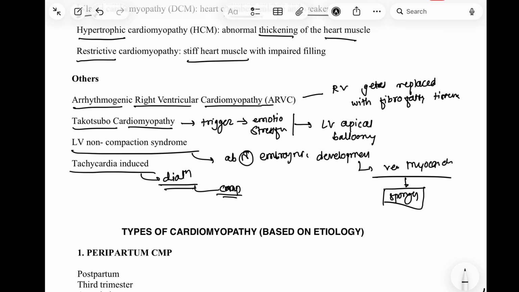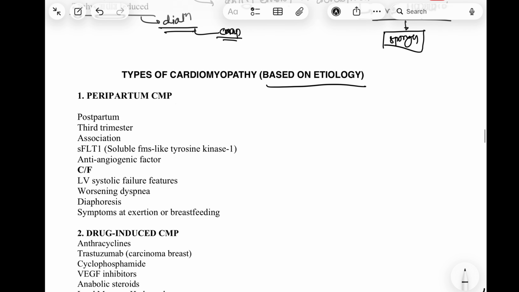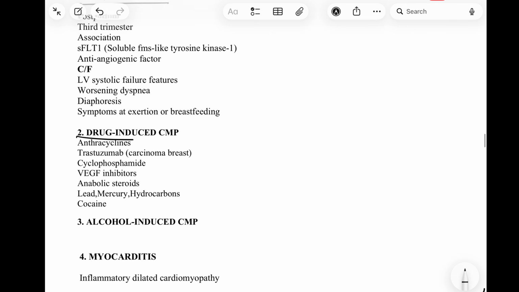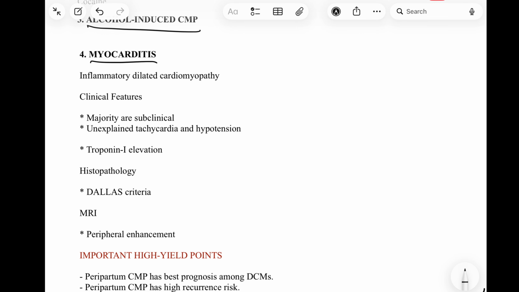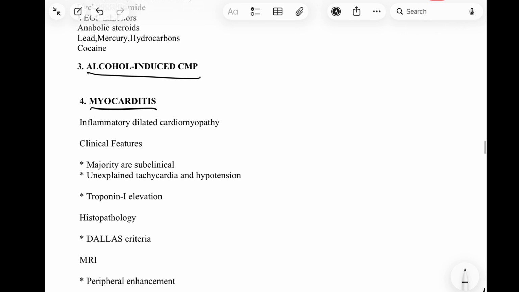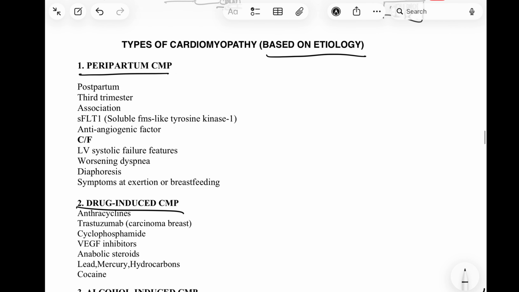There is another classification of cardiomyopathy that exists, which is based on the etiologies. So let's focus on those etiology based cardiomyopathies. We have peripartum cardiomyopathy, we have drug induced cardiomyopathy, we also have cardiac induced cardiomyopathy, we have myocarditis which results in cardiomyopathy. So one by one, let's study those cardiomyopathies.